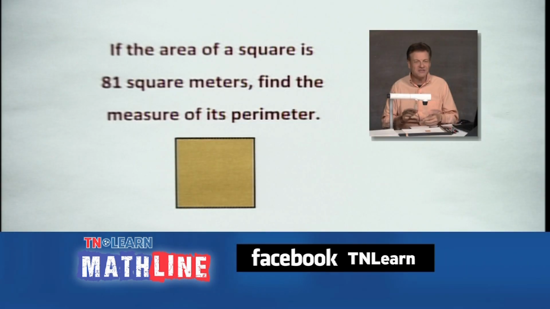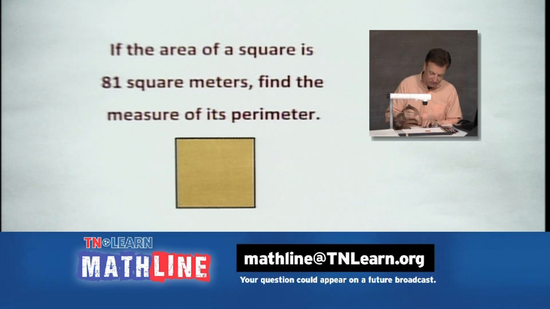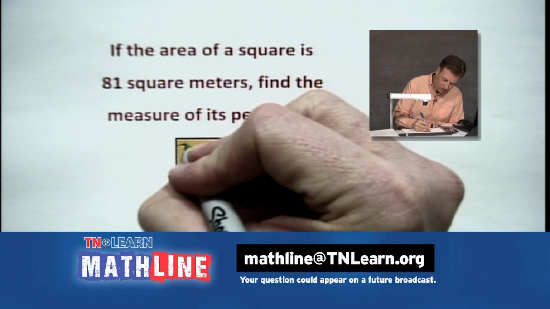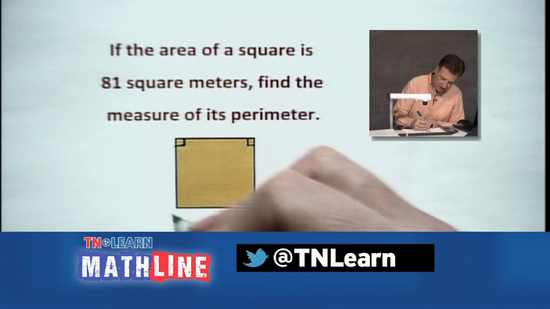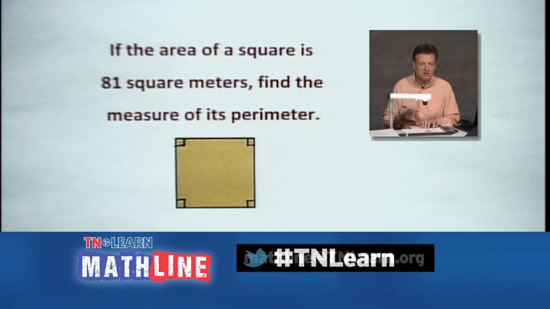So let's look at this problem. Got a square already there for you. And remember what I said, a few important things to remember. We have right angles going here all the way around in a square. That's important.